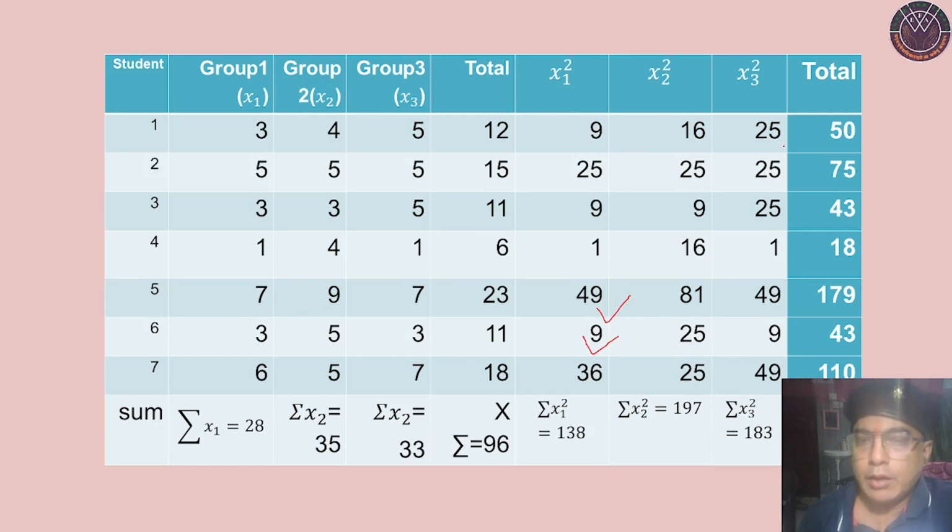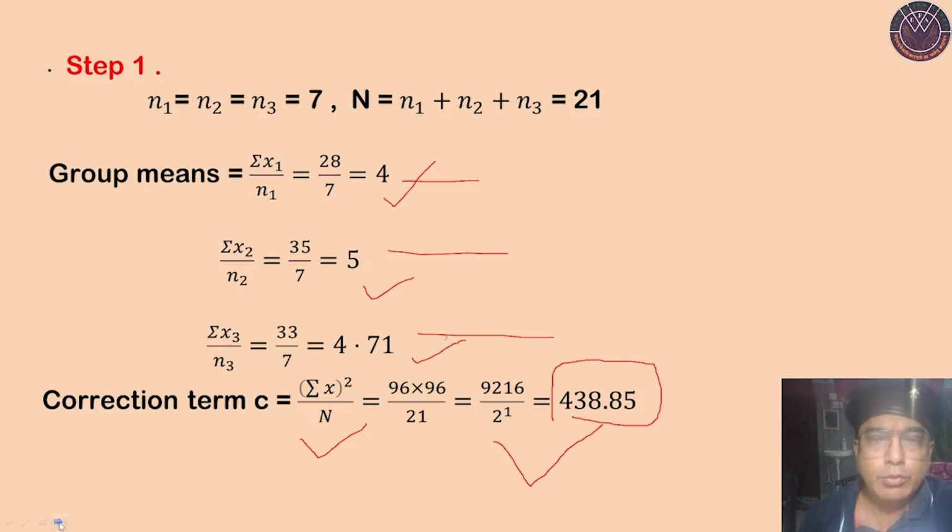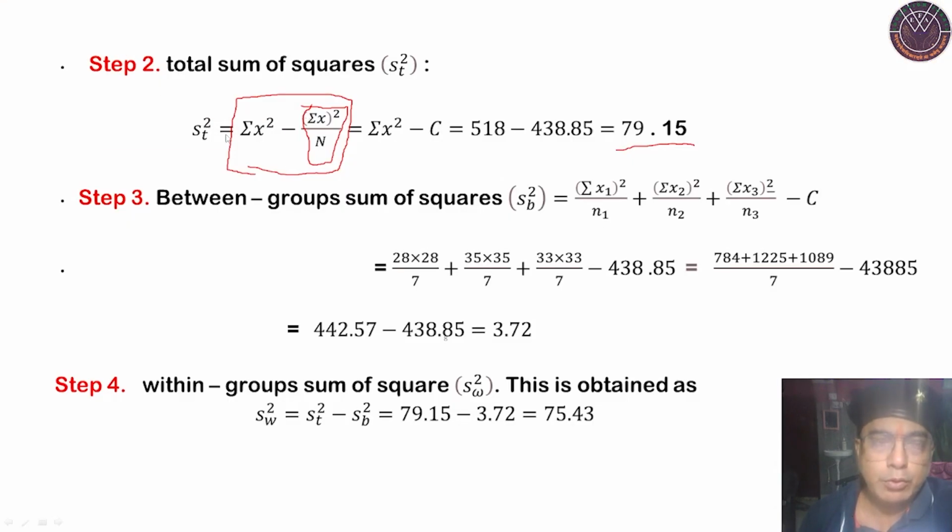If you add all the x squares, all the terms squared, you will get this value 518, which is written here. This 518 minus the correction term which you have calculated just now will give you the sum of square total. Sum of square total is sum of x squares minus correction term, so 79. So in step 2, you have calculated the sum of square total.